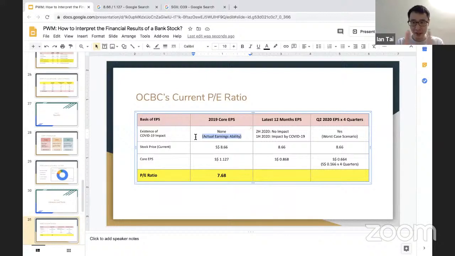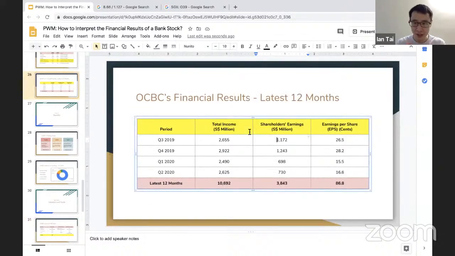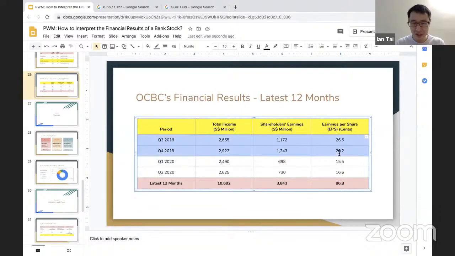The second PE ratio that you can calculate is a half-hearted one. It uses the latest 12 months figure. Let me just go back to the slides. As you can see here, we have the latest 12 months results from Q3 2019 to Q4 2019. So this part here is without COVID-19.